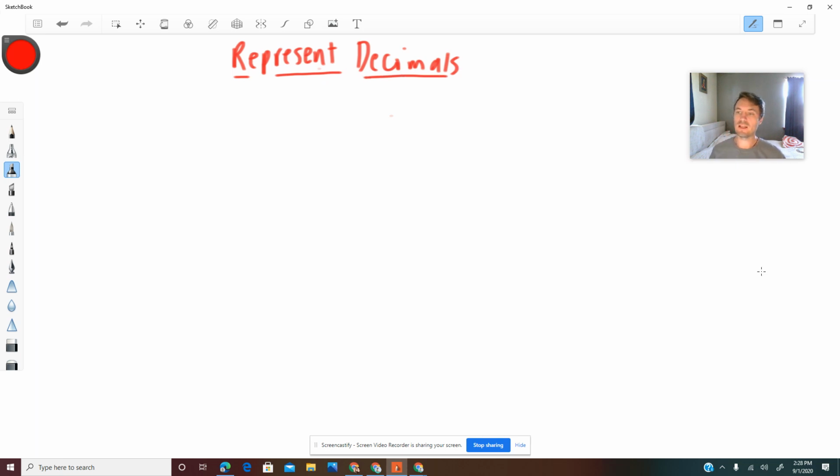Represent decimals. In today's lesson, we are going to be converting base 10 fractions into decimal numbers. So first of all, what's a base 10 fraction? Well, a base 10 fraction is any fraction that has a power of 10 as its denominator. A power of 10 is any number that starts with 1 and ends in 0.